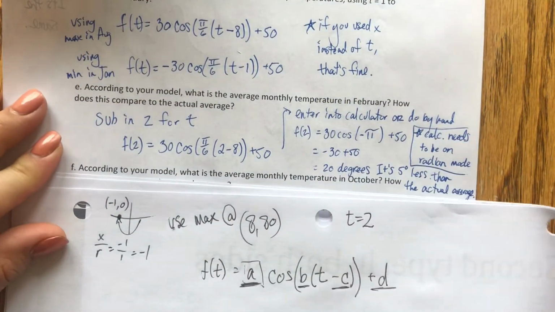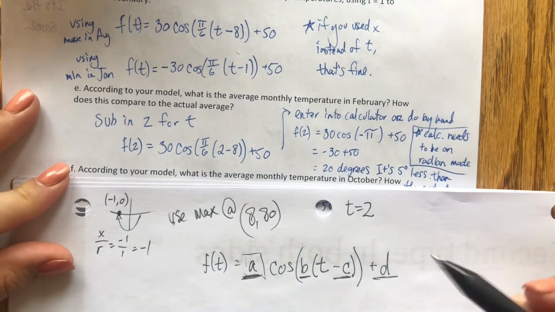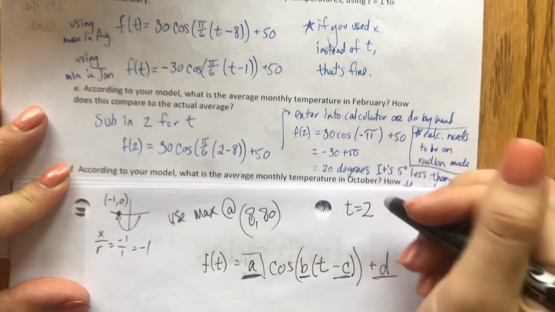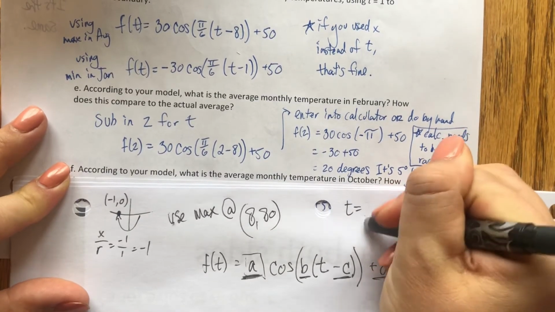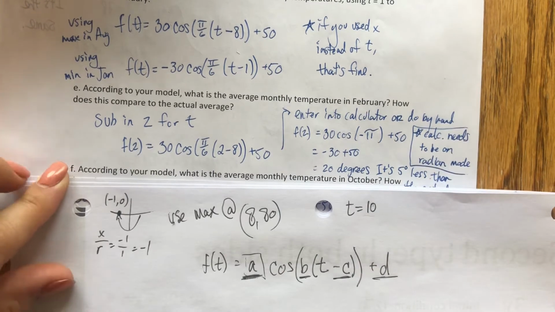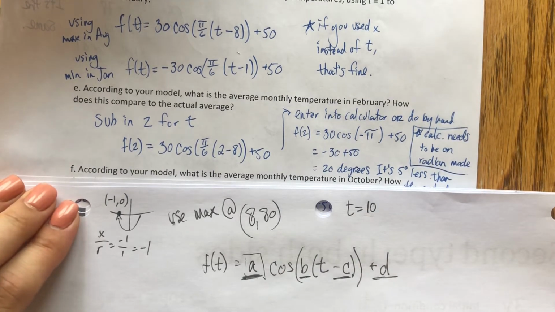Okay, now for F, according to your model, what's the average monthly temperature in October? So for October, instead of using T equals 2, October is the 10th month, so I'm going to substitute 10 in for T, and again, you can do it by hand or with a calculator, so go ahead.